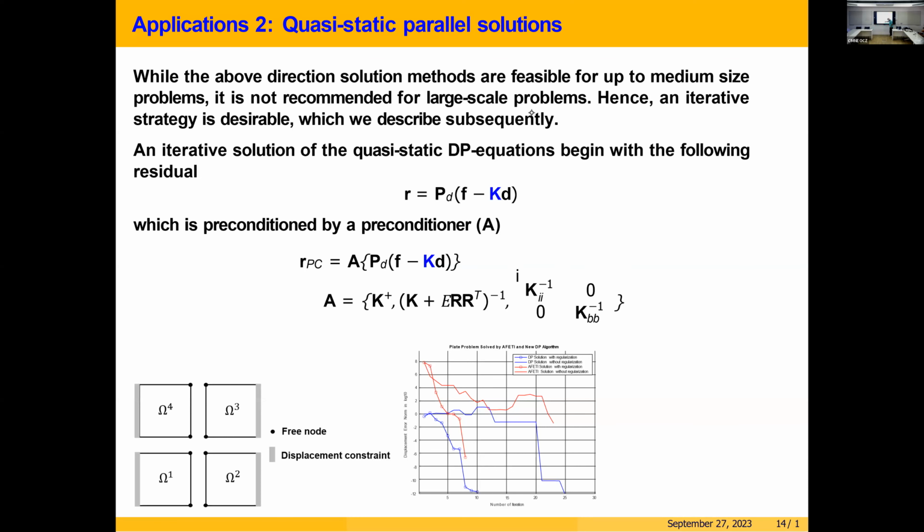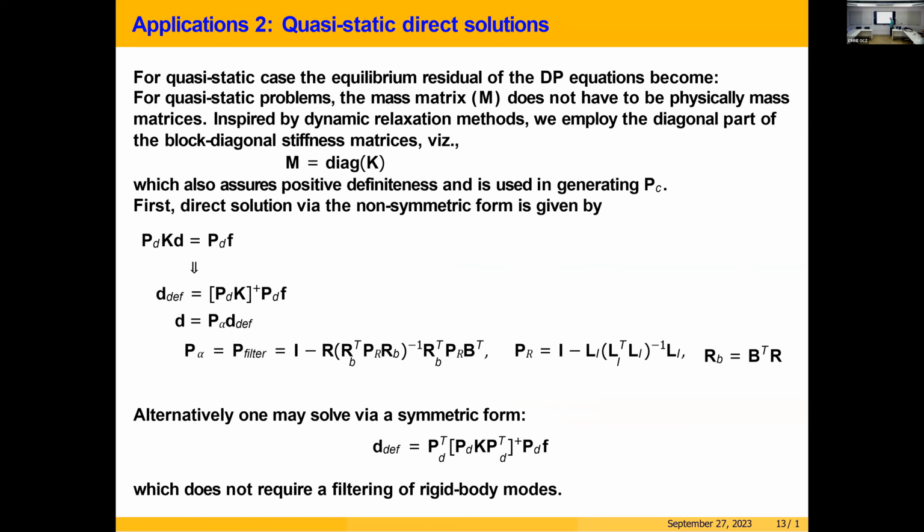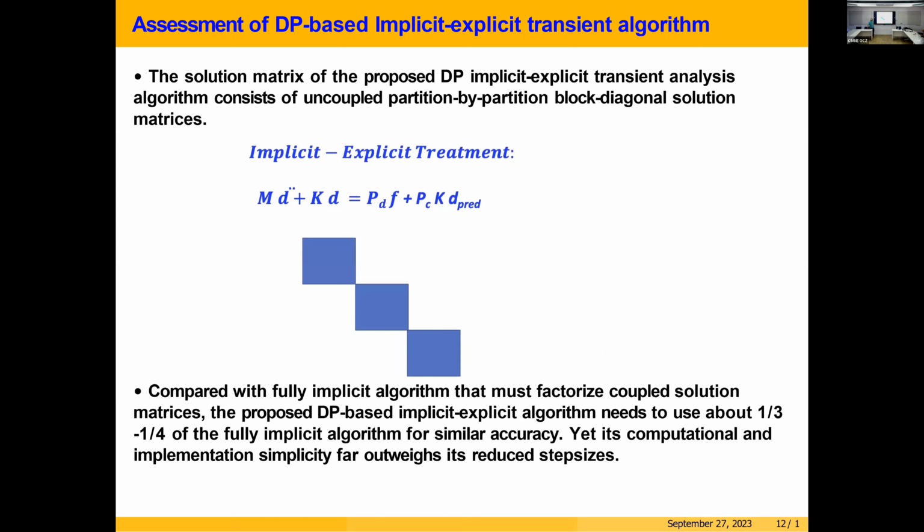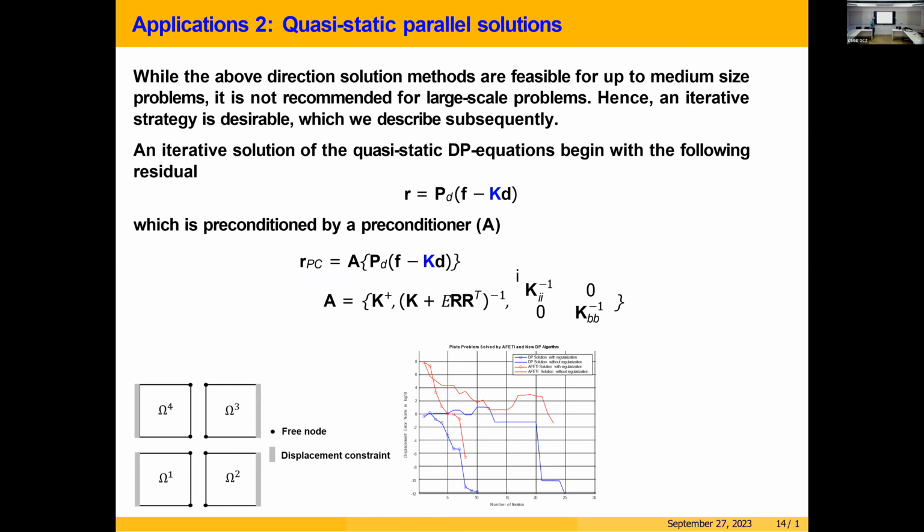So blue is the DP solution without regularization. It doesn't converge because it's very heterogeneous. With the regularization, it goes like that. And there's a FETI or a FETI-DP. In this case, it doesn't make any difference. FETI-DP doesn't make any difference in this particular example.